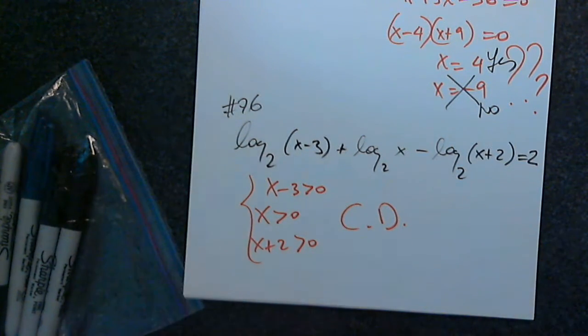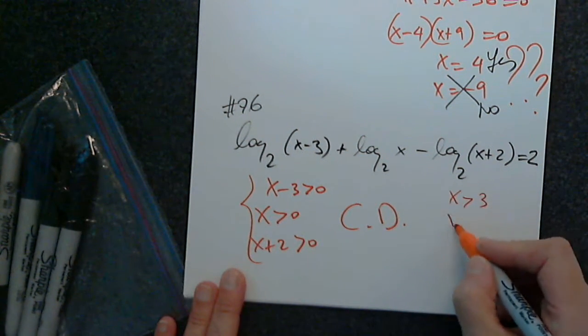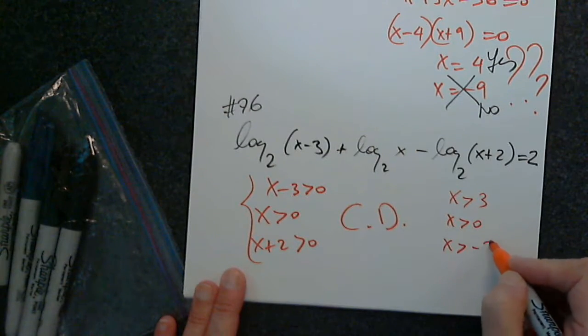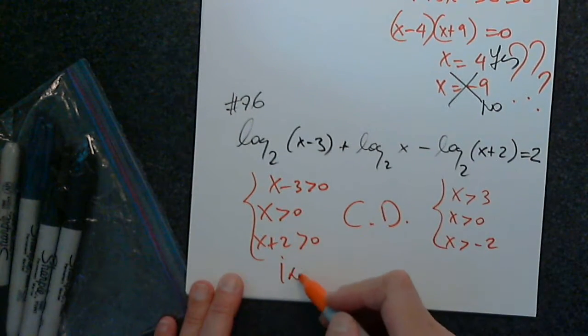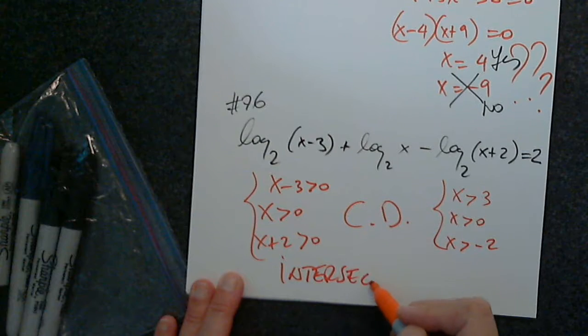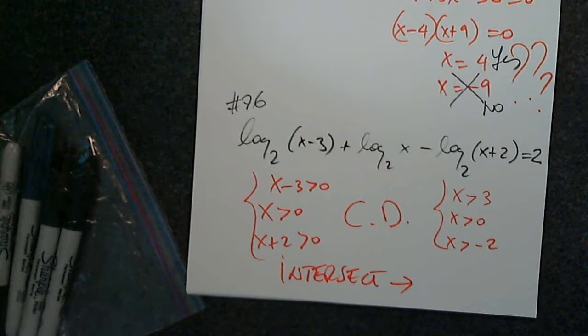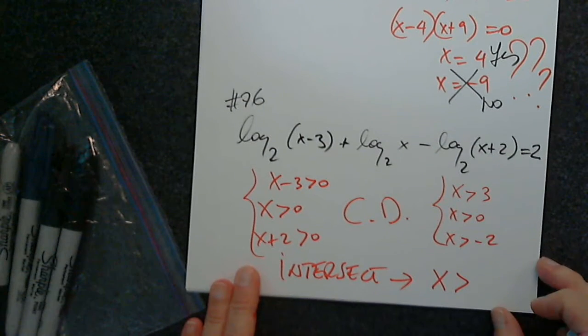Good. So the first one says x greater than 3, then x greater than 0, then x greater than negative 2. We must intersect. One starts at negative 2 to infinity, the other from 0 to infinity, and the last from 3 to infinity. Where is the intersection of these three? So x must be greater than?